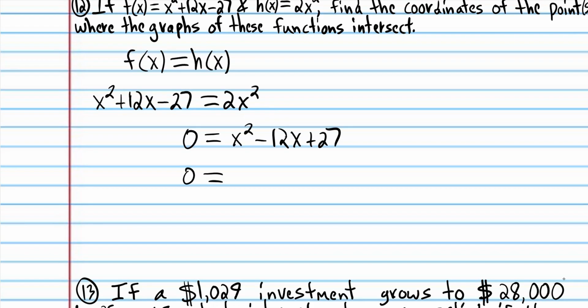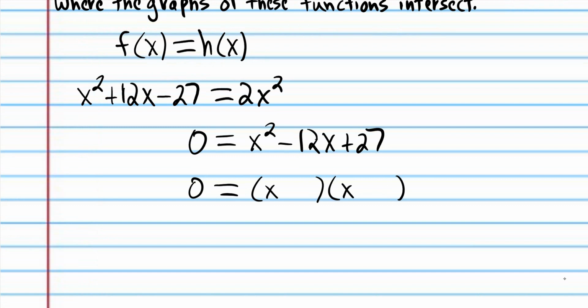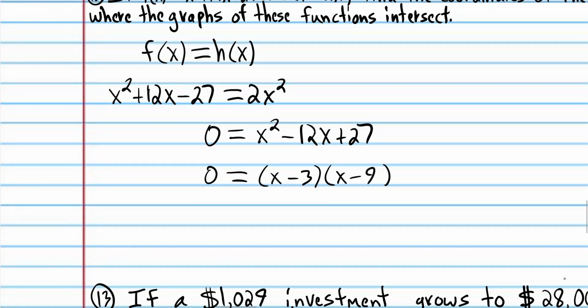There are multiple ways to solve a quadratic equation. One way is with the quadratic formula, but we only use that if we can't factor. In this problem, we can factor, so the other method is factorization. I know that I can factor because I can find two numbers that multiply to 27 and add up to negative 12. So that's going to be negative 9 and negative 3.